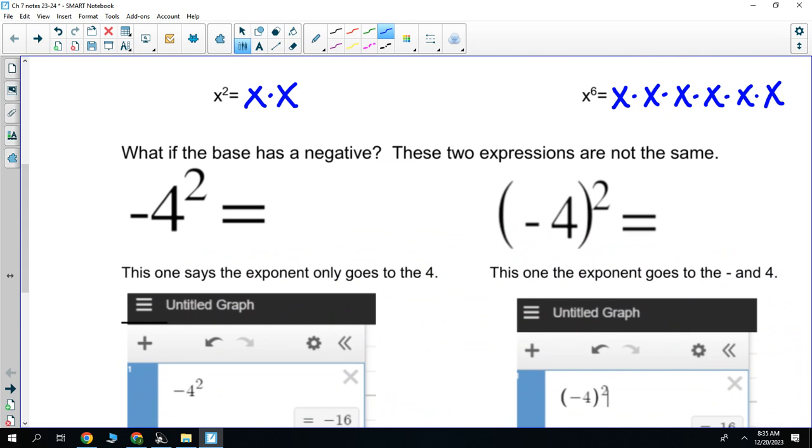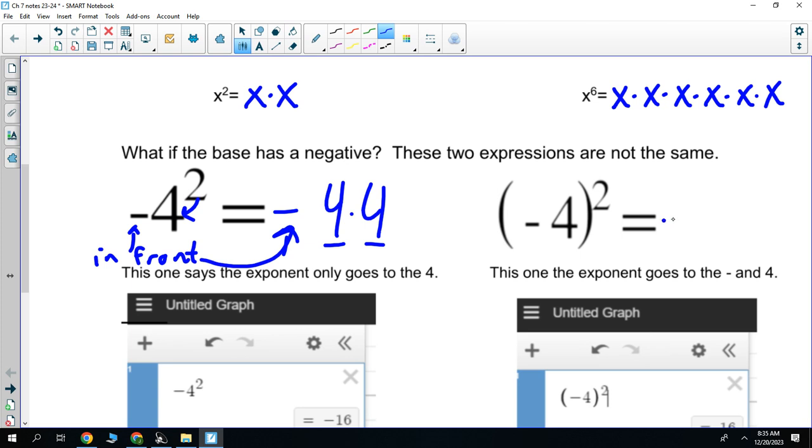Okay, let's talk about what happens when we have negative signs. It's important to understand that this one right here is only squaring the 4, and the negative is just in front. So what this would look like would be negative 4 times 4. So you're multiplying 4 twice with the negative in front. Okay, whereas this one over here, this one is negative 4 times negative 4.